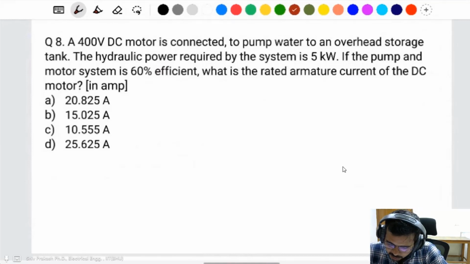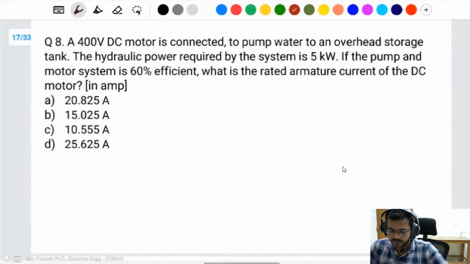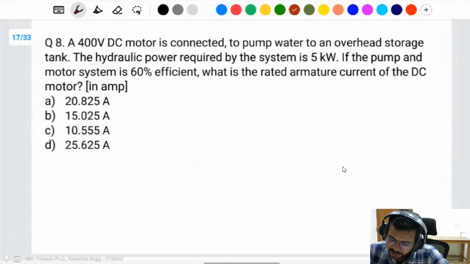A 400 volt DC motor is connected to pump water to an overhead storage tank. The hydraulic power required by the system is 5 kilowatt. If the pump and motor system is 60% efficient, then what is the rated armature current of the DC motor? They have given the rated armature current only. Then you can simply take this as the motor current, because the field winding is not there. It will be separately excited or shunt winding. That's why take the armature current as the motor current only.